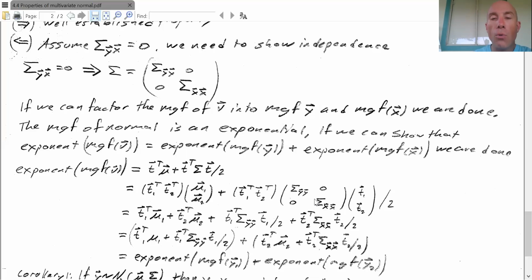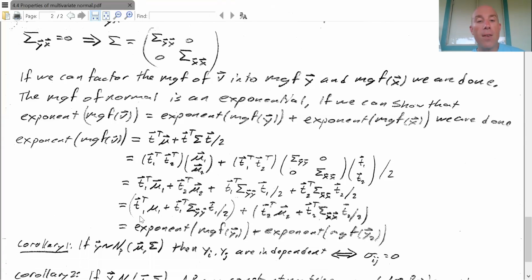When I do them, if you go through and multiply it by hand, you'll see that we get t1 transpose sigma YY t1 divided by 2, and we have a similar thing for X. What I'm going to do is put all the 1 terms together, all the 2 terms together, and put them in parentheses. And I've got this. Now I see that this is the moment generating function of Y1, and this is the moment generating function of Y2. I just see that I've got t times mean, and then t on each side of the covariance, and I'm dividing by 2. I know immediately that this is the exponent of the MGF of Y1 and the MGF of Y2.